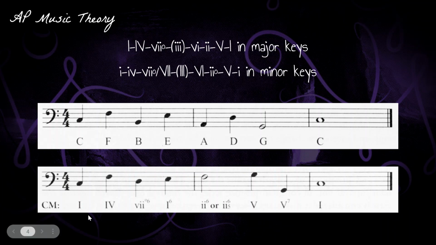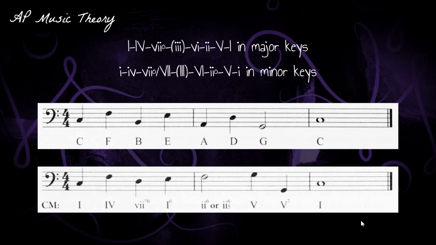We have the tonic, the subdominant, we have the leading tone diminished triad in first inversion, we have the tonic in first inversion, we have the subtonic in first or second inversion. Actually, we have the tonic in first inversion or in first inversion with a seventh, and then we have the dominant and the dominant with the seventh and the tonic.